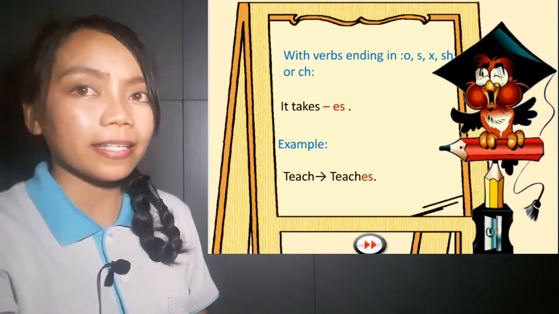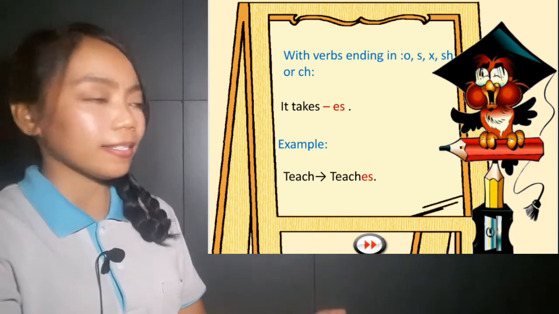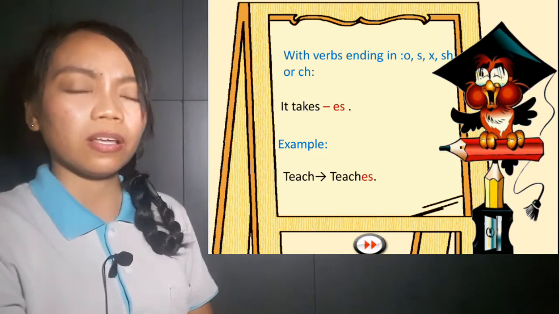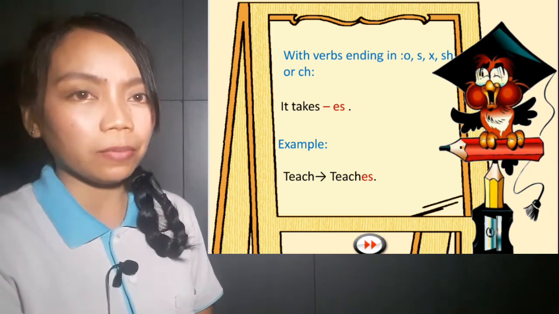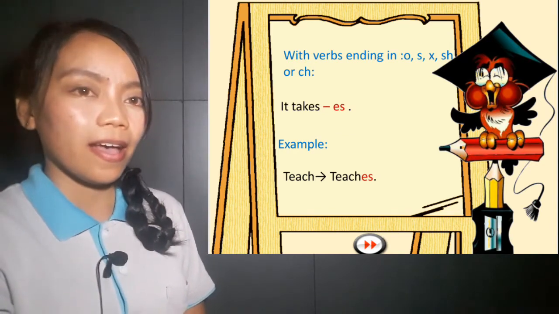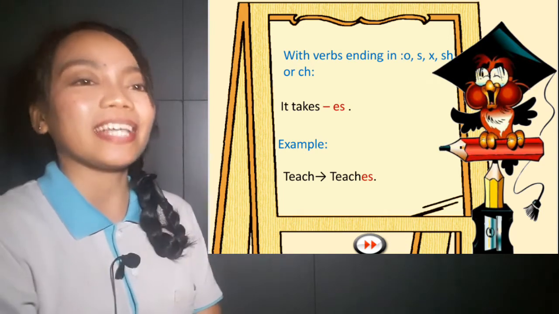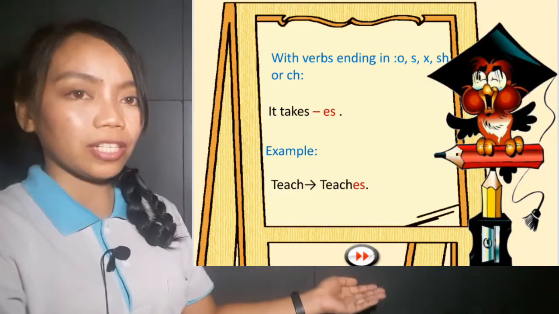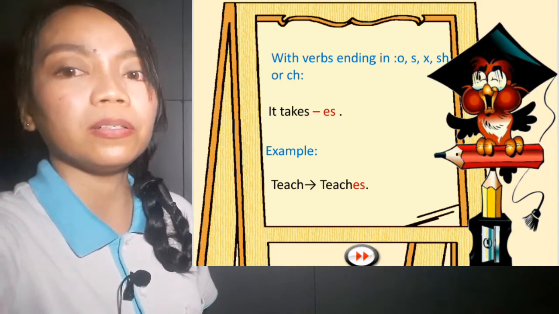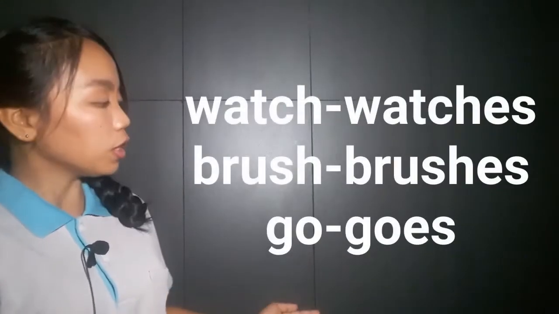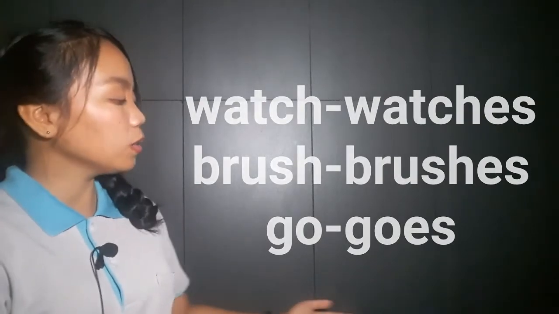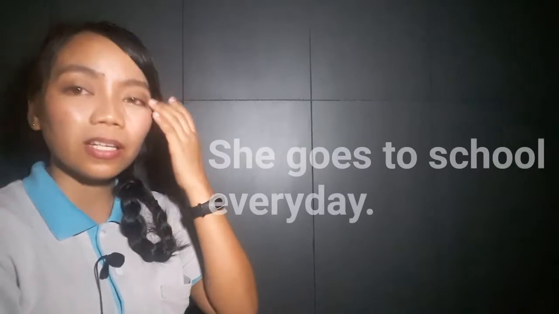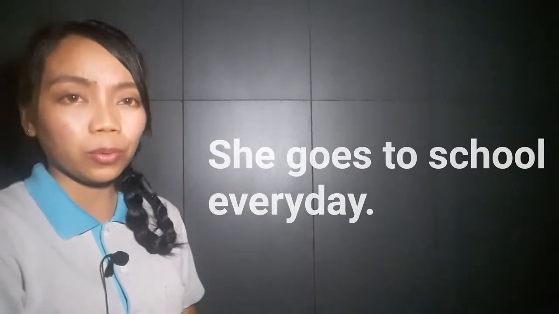How about if the verb ends in O, S, X, SH, or CH? What will we add to the verb if the subject is singular? Very good, you are right. We will add ES. Example, teach, teaches. Another example, watch, watches. Brush, brushes. Go, goes. For example, she goes to school every day.